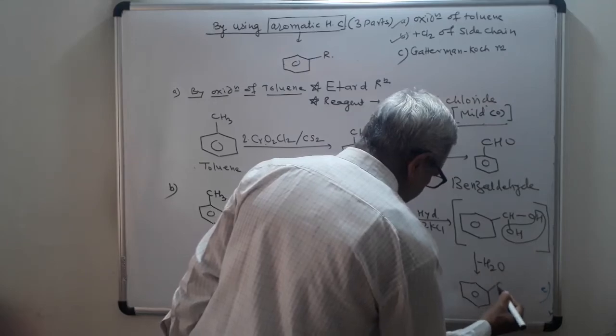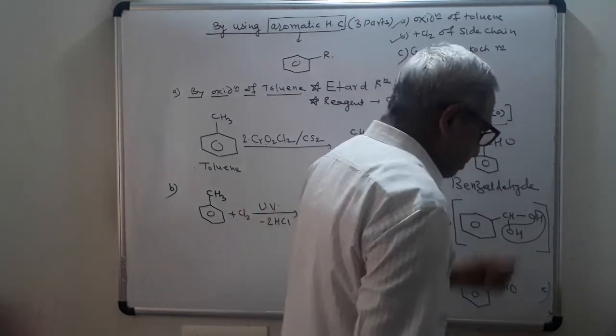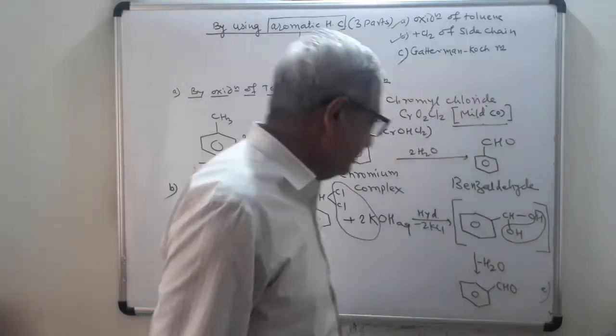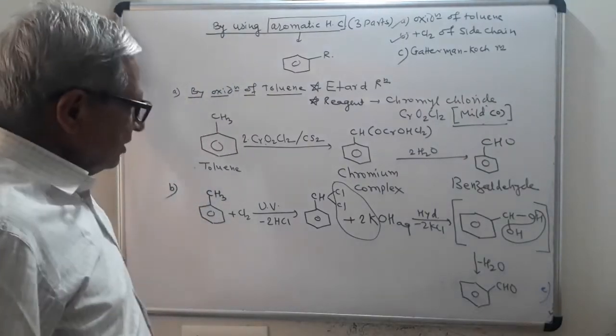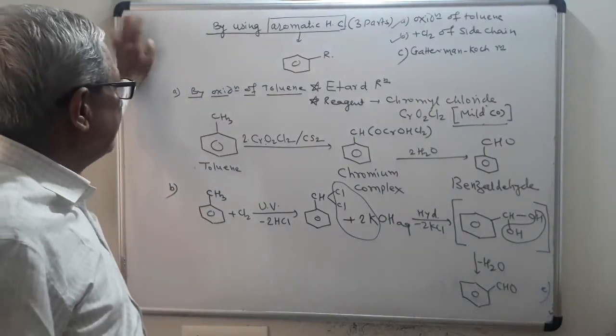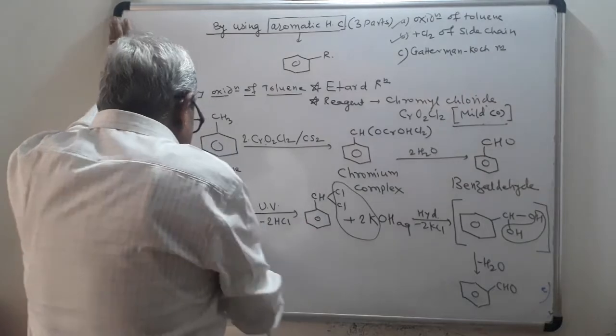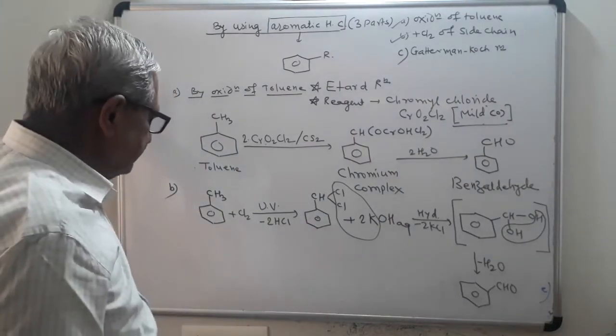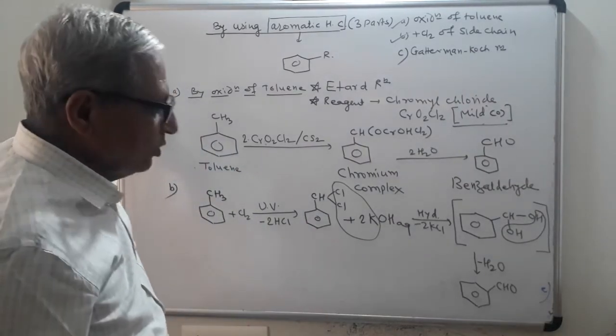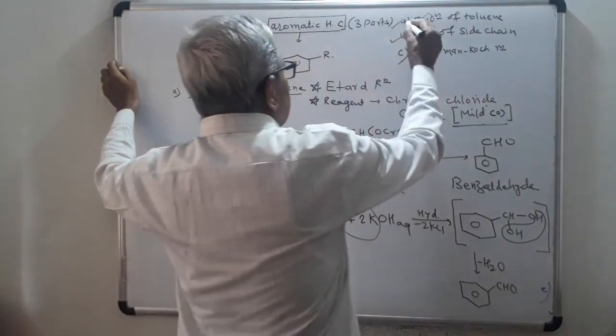You will get here benzaldehyde. So in this way we can prepare benzaldehyde either by Etard reaction, or by chlorination of the side chain of the aromatic hydrocarbon. So we completed these 2 reactions.